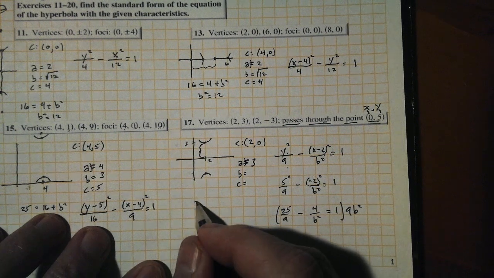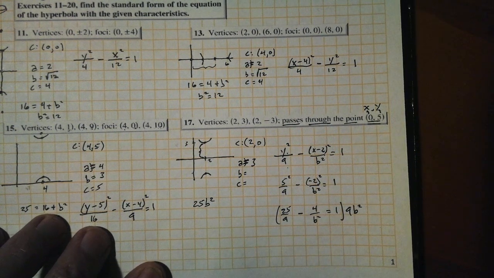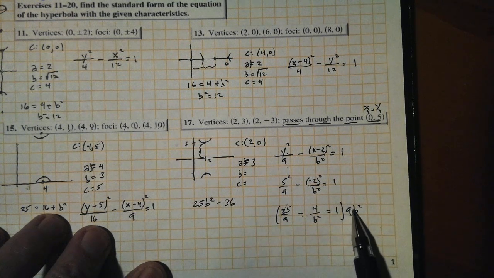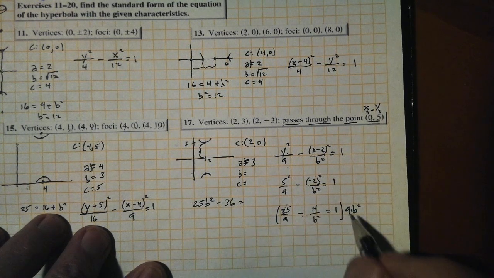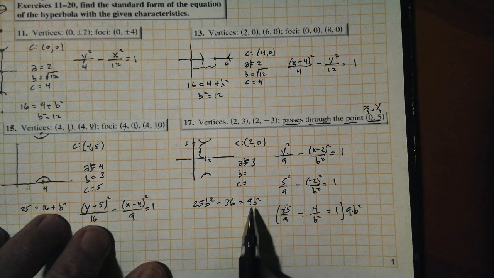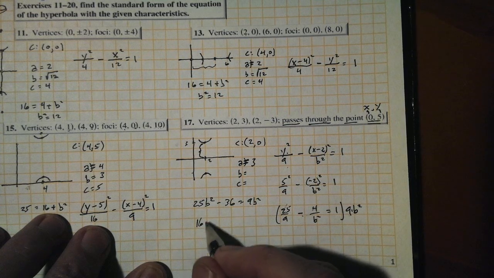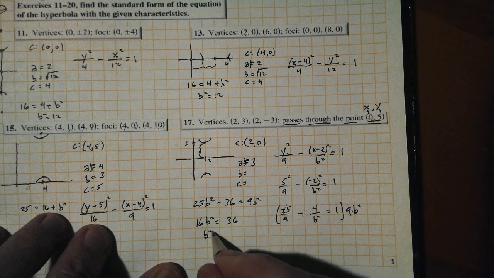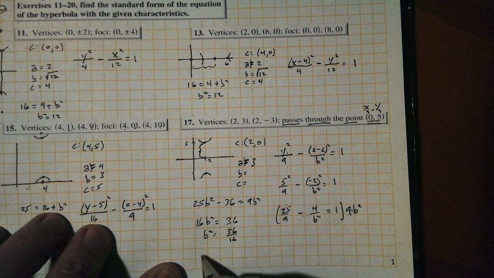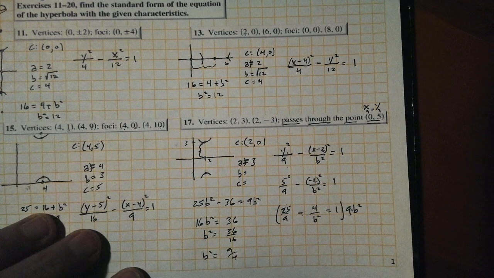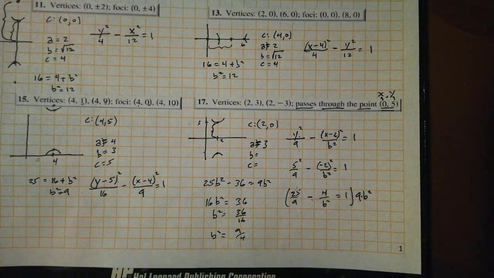9s cancel, 25B squared, minus B squareds cancel, 36, equals, nothing cancels, 9B squared. So let's see, subtract 9B squared, I get 16B squared equals, add 36, 36. B squared is 36 on 16. Let's reduce by 4, 9 fourths. And B squared is 9 fourths.